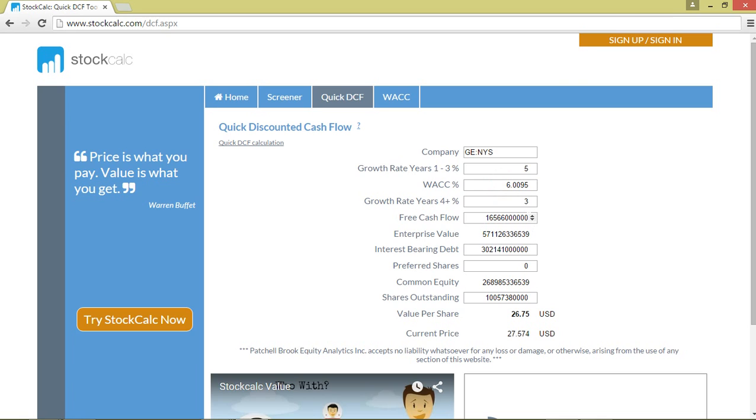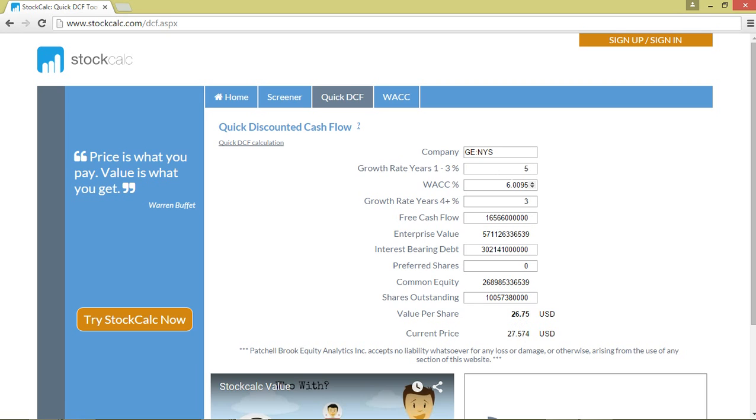We grab the free cash flow directly from the database, use all of this information to calculate an enterprise value for the company. We grab the book values of interest-bearing debt and preferred shares, subtract those from the enterprise value to give us the common equity in this calculation, and divide that by the number of shares outstanding to come up with a value per share.